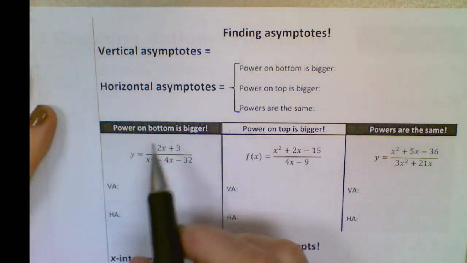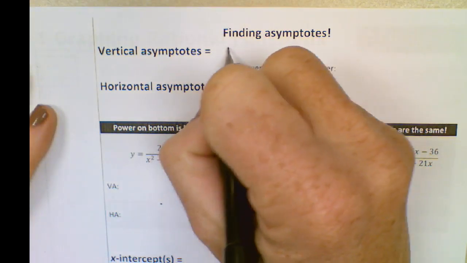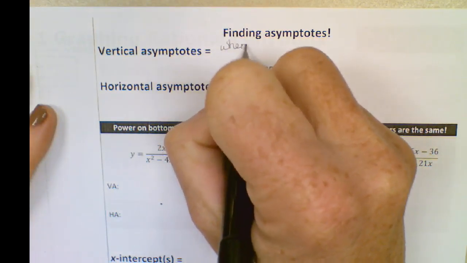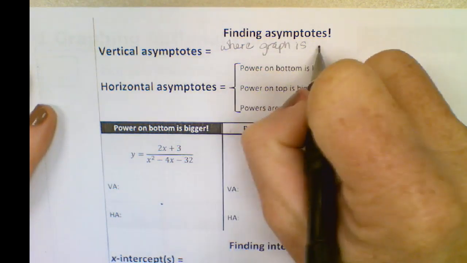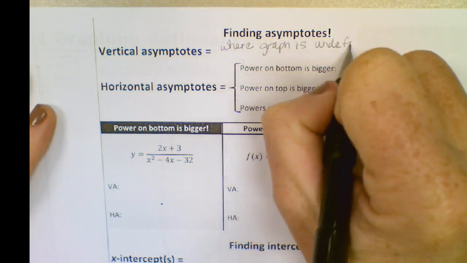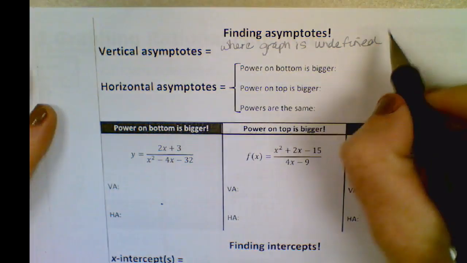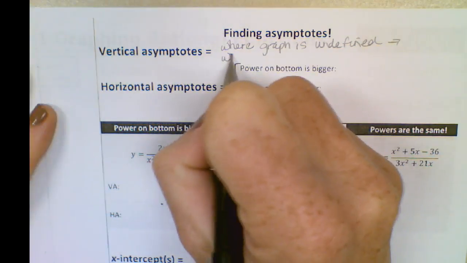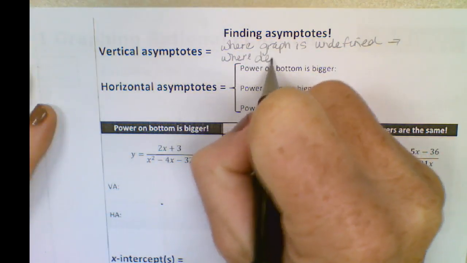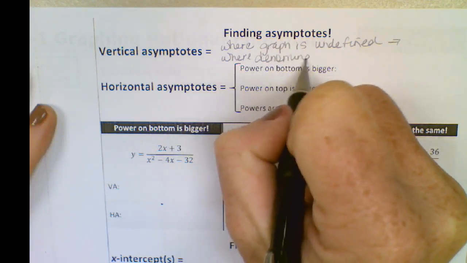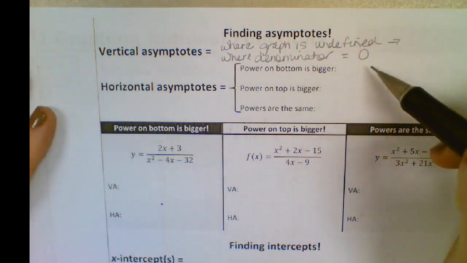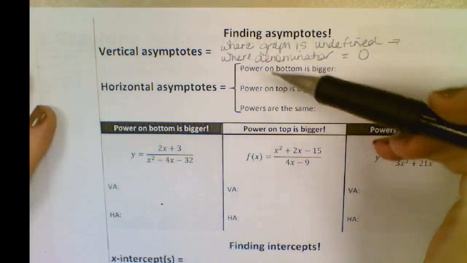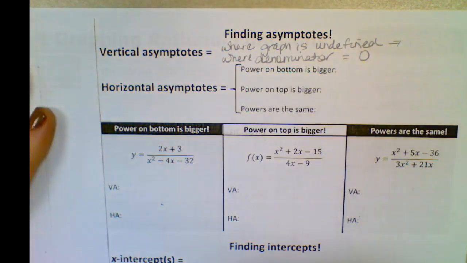But your vertical asymptote, think about what that is. That is where the graph is undefined, which means where the denominator equals 0, because we know we cannot divide by 0. That is undefined. So that creates that vertical asymptote.